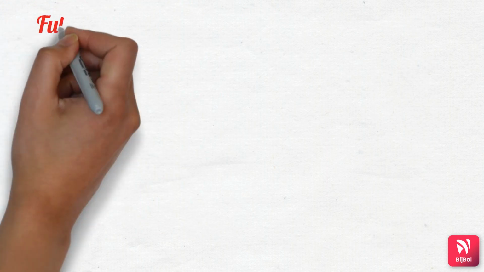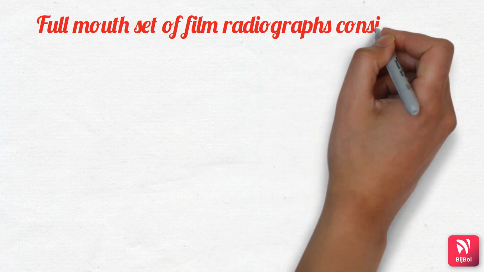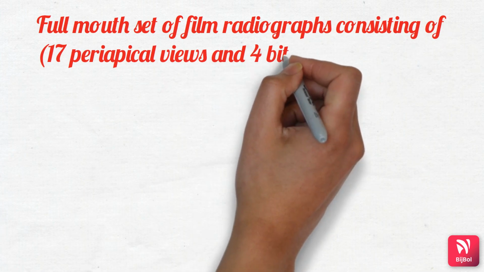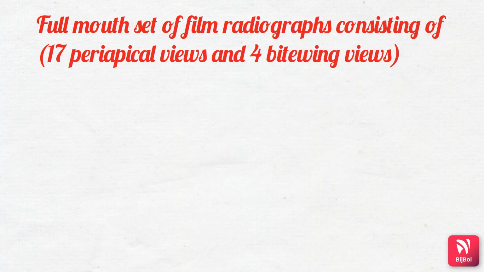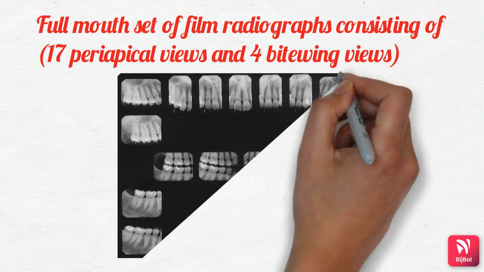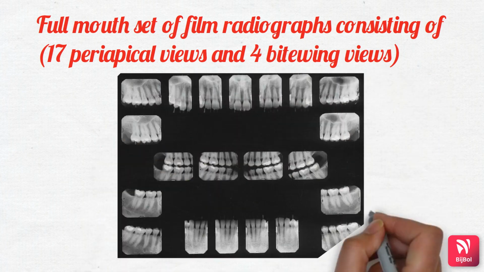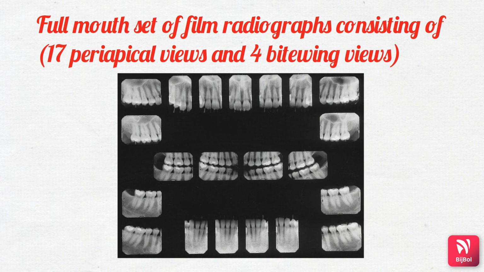Now we will see what the full mouth set of radiographs consists of. That is 17 periapical views and 4 bitewing views, as shown in the picture below. Now, as these projections are shown, we will be seeing the techniques and angulations for each one of them.